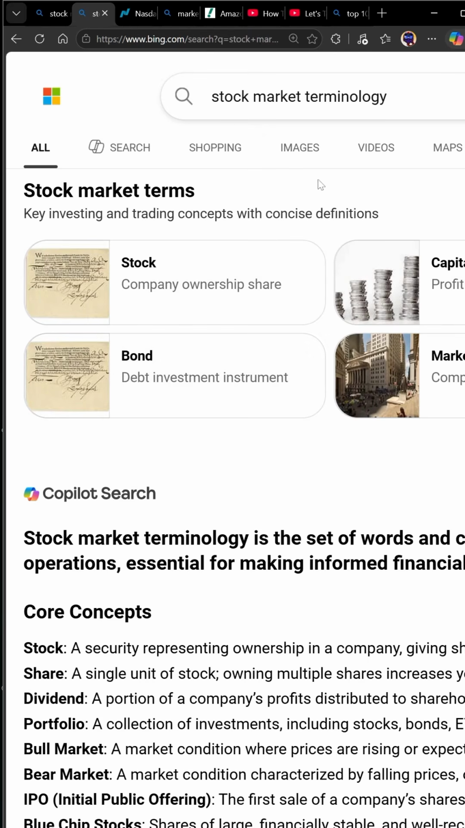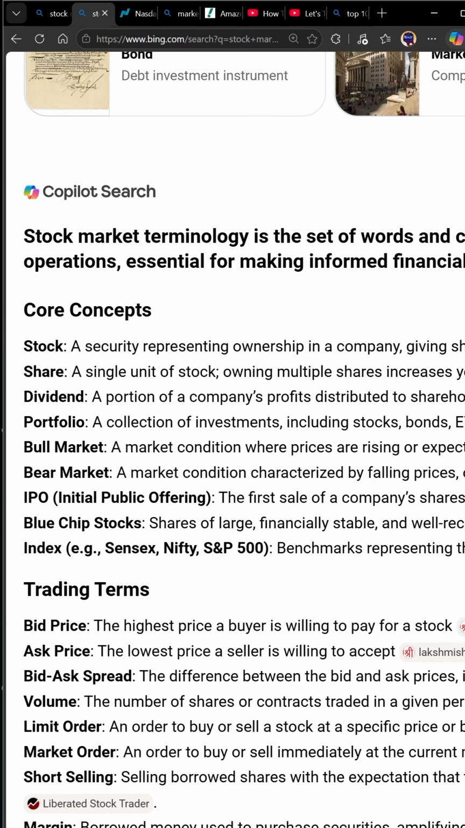So you got to look up new terminology, stock market terminology. You want to learn a lot of these terms: bull market, bear market, IPO. Learn what these are and why they use this type of terminology, okay?